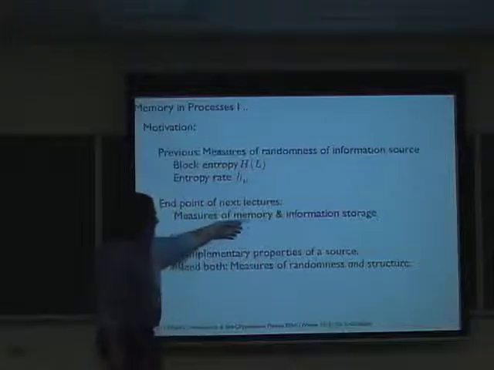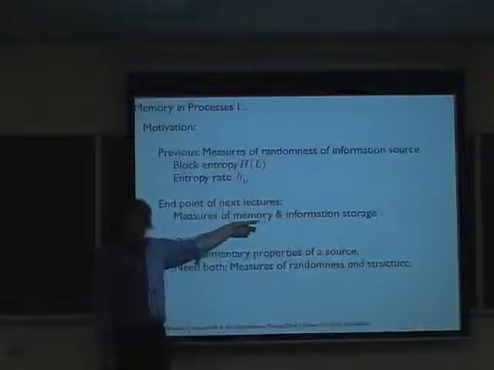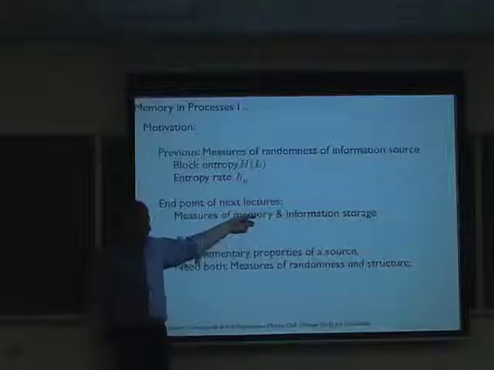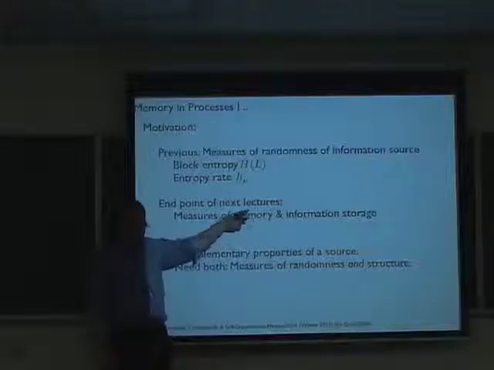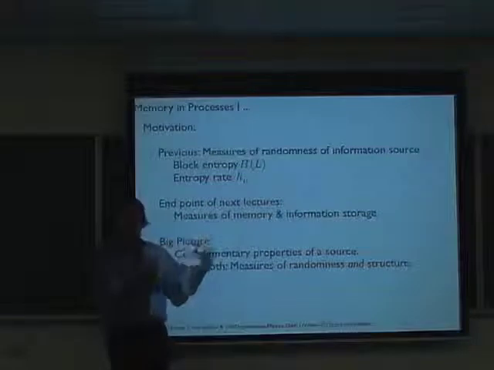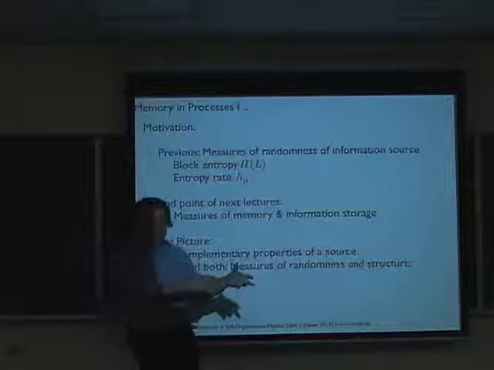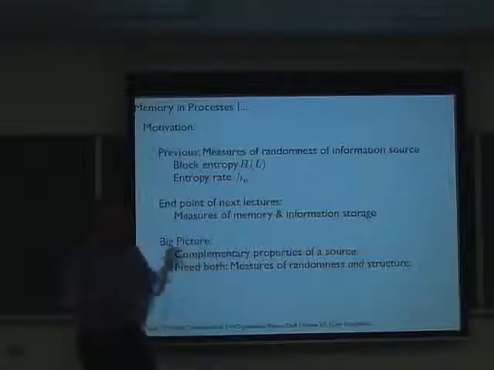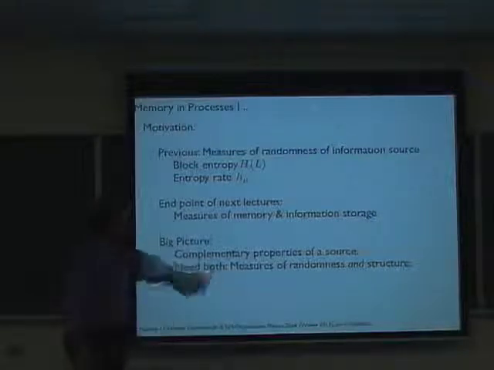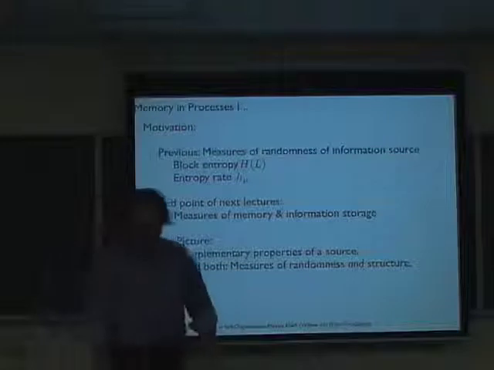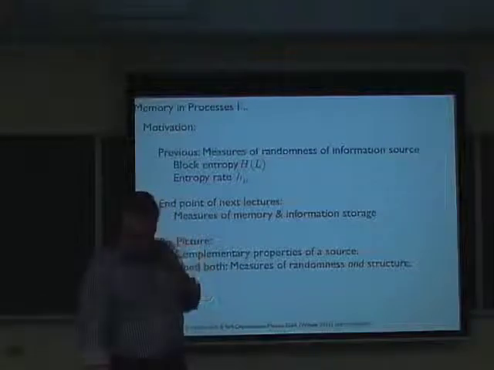And then this will be setting us up for spring to start talking about, well, okay, you say there's memory. Exactly how is that memory structured inside the source? So we come back in the spring, and we have to revisit our very notion of what it means for a system or process to be in a state. What are these hidden states? We've been using models that have hidden states, but that's us making a model. So we need both of these things, both measures of randomness and of structure.